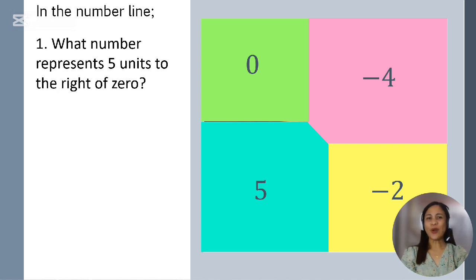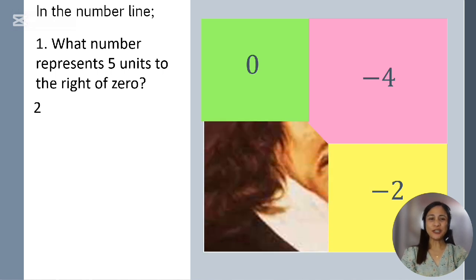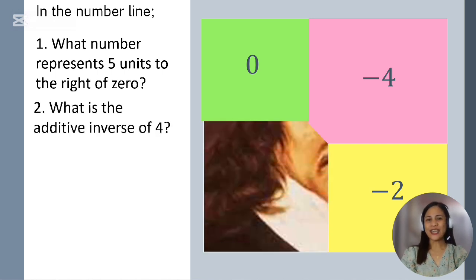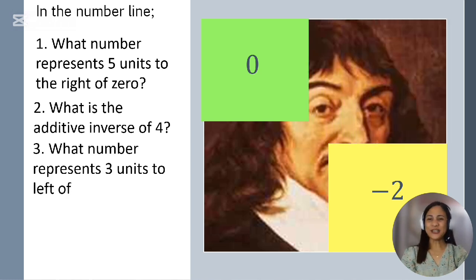Number 1, what number represents 5 units to the right of 0? That's correct. So it's 5. Number 2, what is the additive inverse of 4? Correct. It's -4. Number 3, what number represents 3 units to the left of 1?